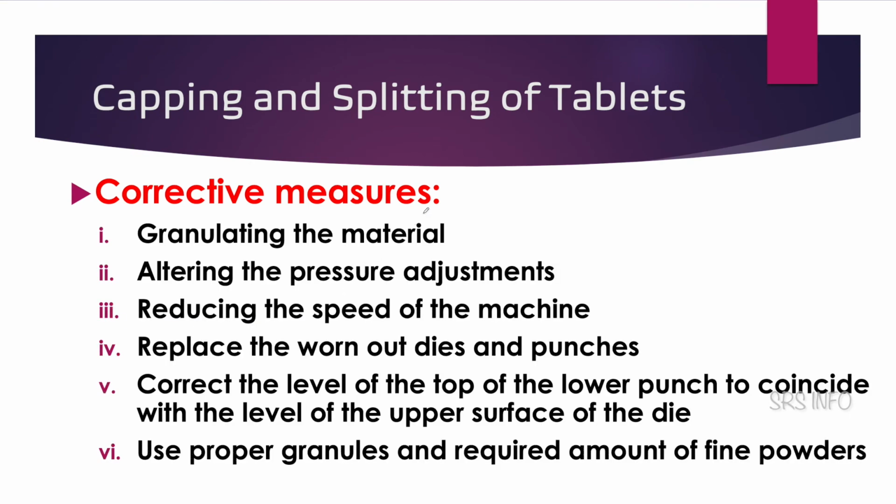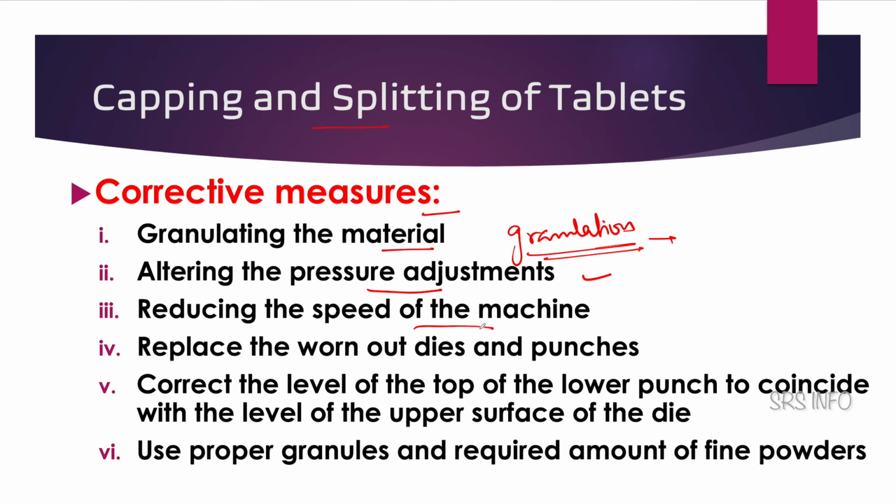Then, what are the corrective measures to control or minimize this defect, that is capping and splitting? How can we minimize or control this defect? The first and most important is granulating the material. The quality of the tablet mainly depends on the granulation of the granules. This is the basic and most important step in the production of a quality tablet. And altering the pressure adjustments. Excessive pressure may lead to the release of the air bubbles. So the pressure adjustment is also playing a very important role.